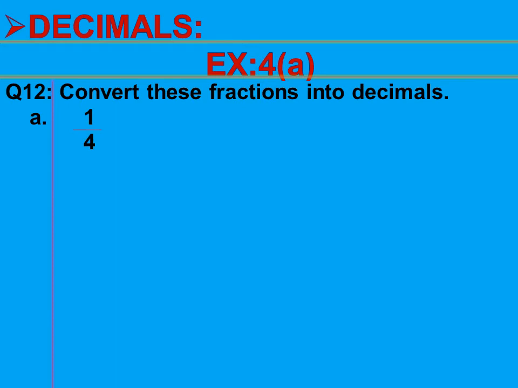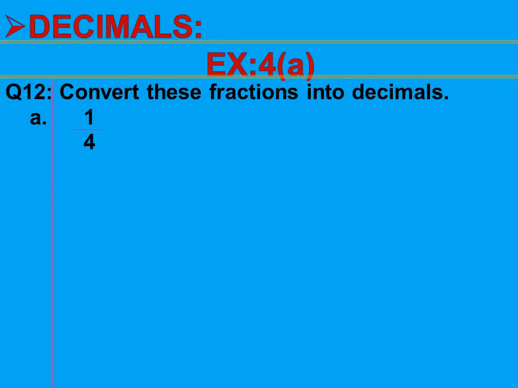Now dear students, we will move to the next question, question number 12. Convert these fractions into decimals. Part A, 1/4. Dear students, always remember when we convert fractions into decimals, we need 10 or a multiple of 10, like 100, 1000, in the denominator. Look at this part A, we have 4 in the denominator. So our first step is to change this denominator. We have to make it 10 or 100.